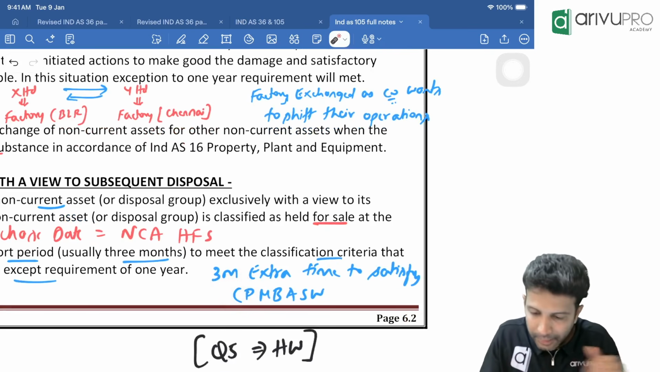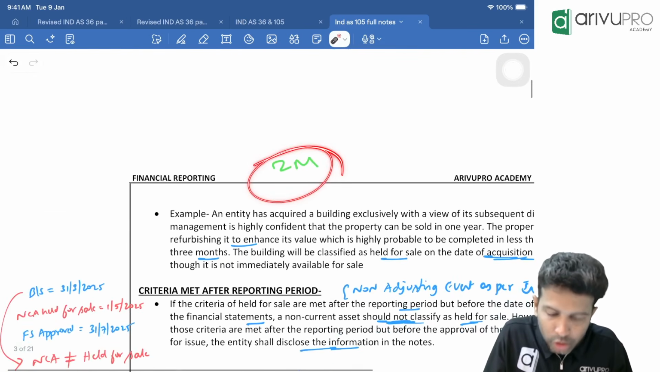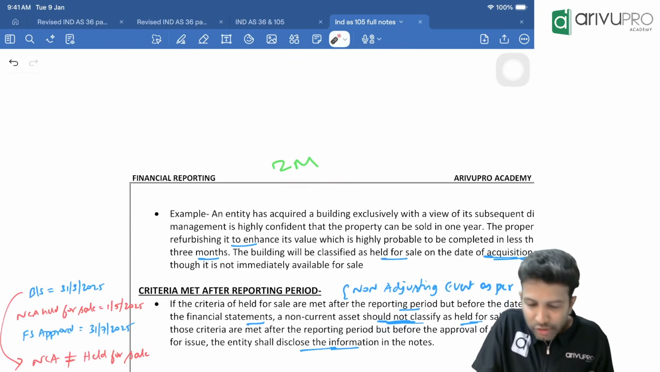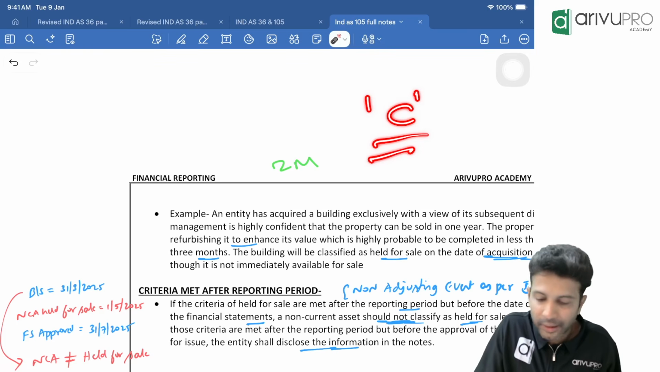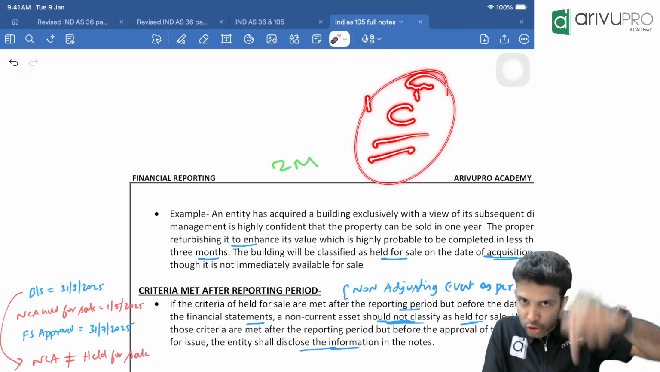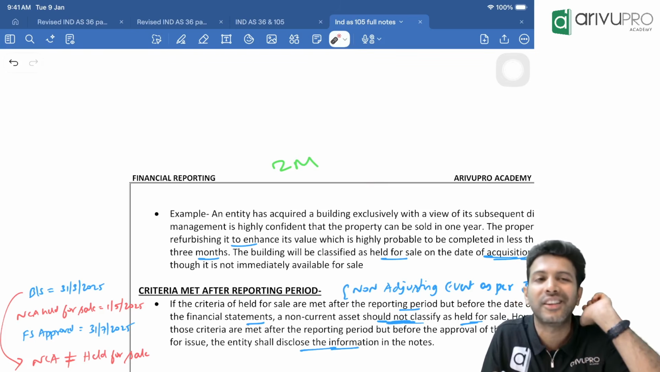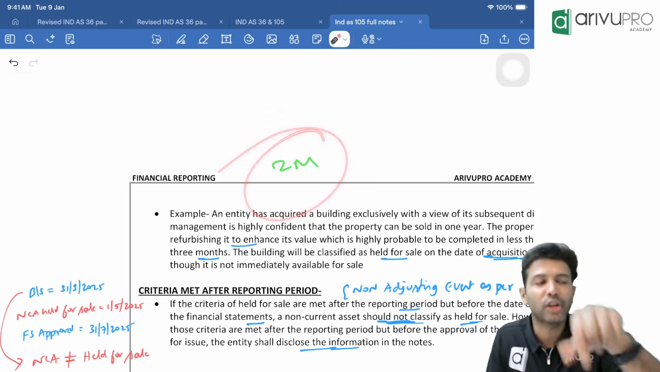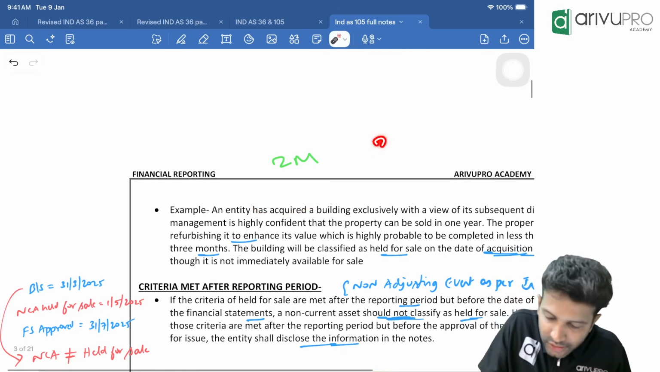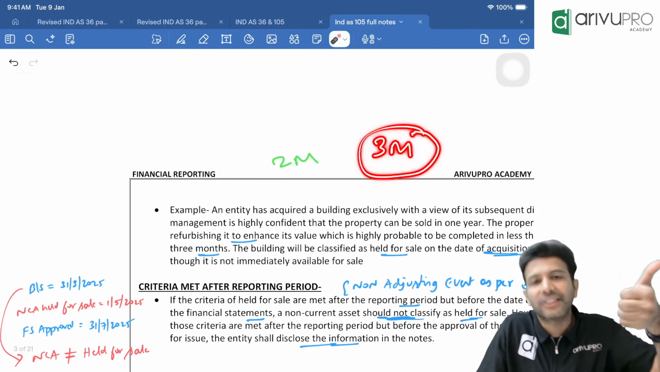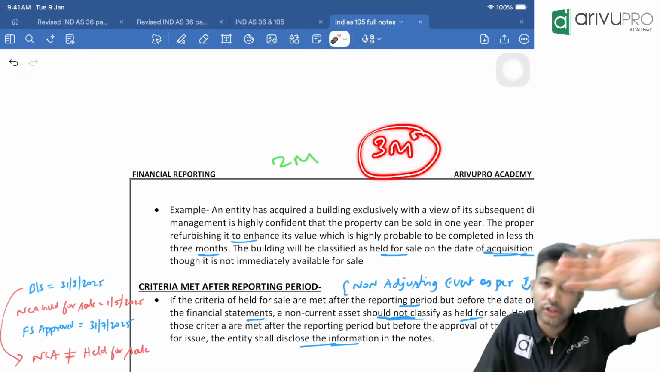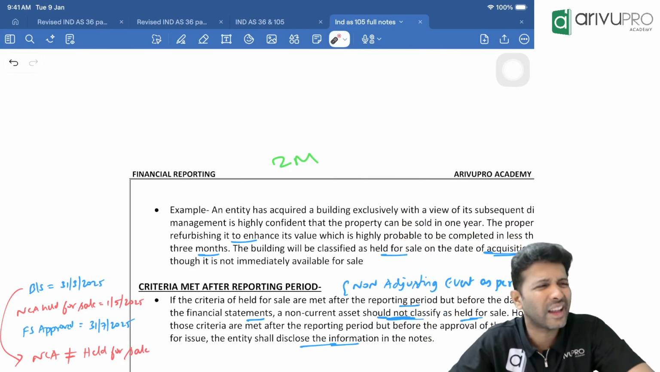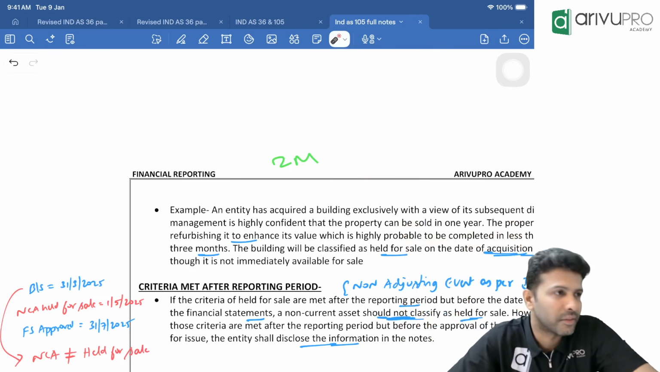Correct. But in my example, the company wants to do some renovation. Renovation is going to take how much extra time? 2 months. So literal interpretation means if you apply C, sellable in present condition. Today, is this asset sellable in present condition? No. Why? Because you want to do these alterations, which are going to take 2 more months. Fine. So as long as this alteration is within 3 months, that delay is acceptable. You'll still say that it is sellable in present condition and classified as held for sale. That is one extra shortcut or privilege given for that.